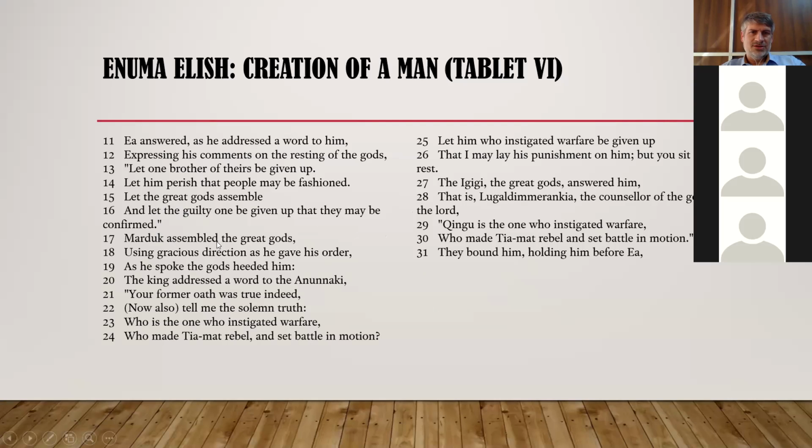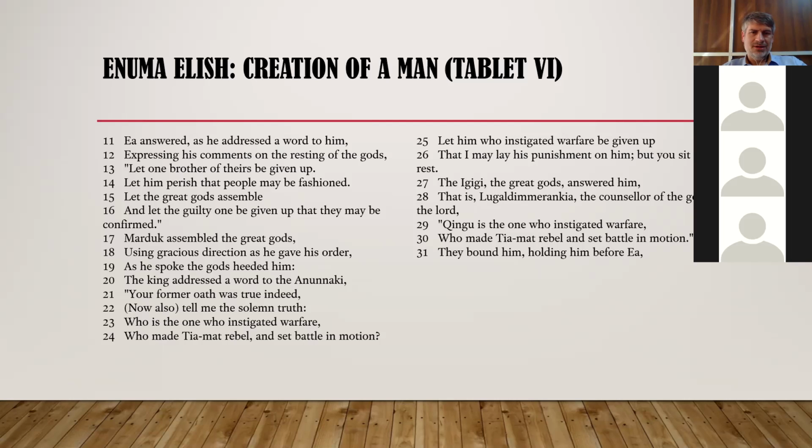Let us finish the creation of man. Ea answered, as he addressed a word to him, expressing his commands on the resting of the gods: Let one brother of theirs be given up. Let him perish, that people may be fashioned. So they sacrificed one god in order to create all the humanity. Let the great gods assemble, and let the guilty one be given up, that they may be confirmed.